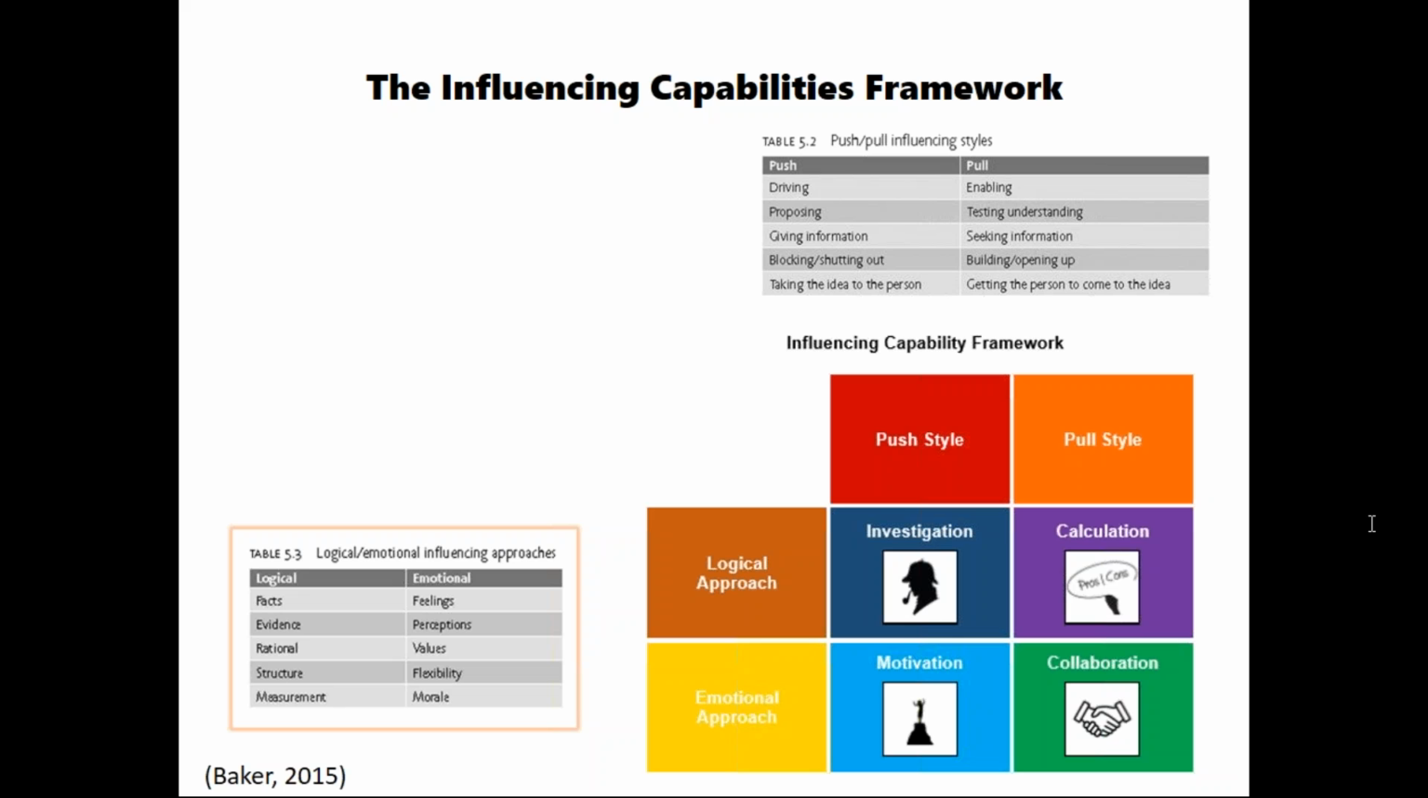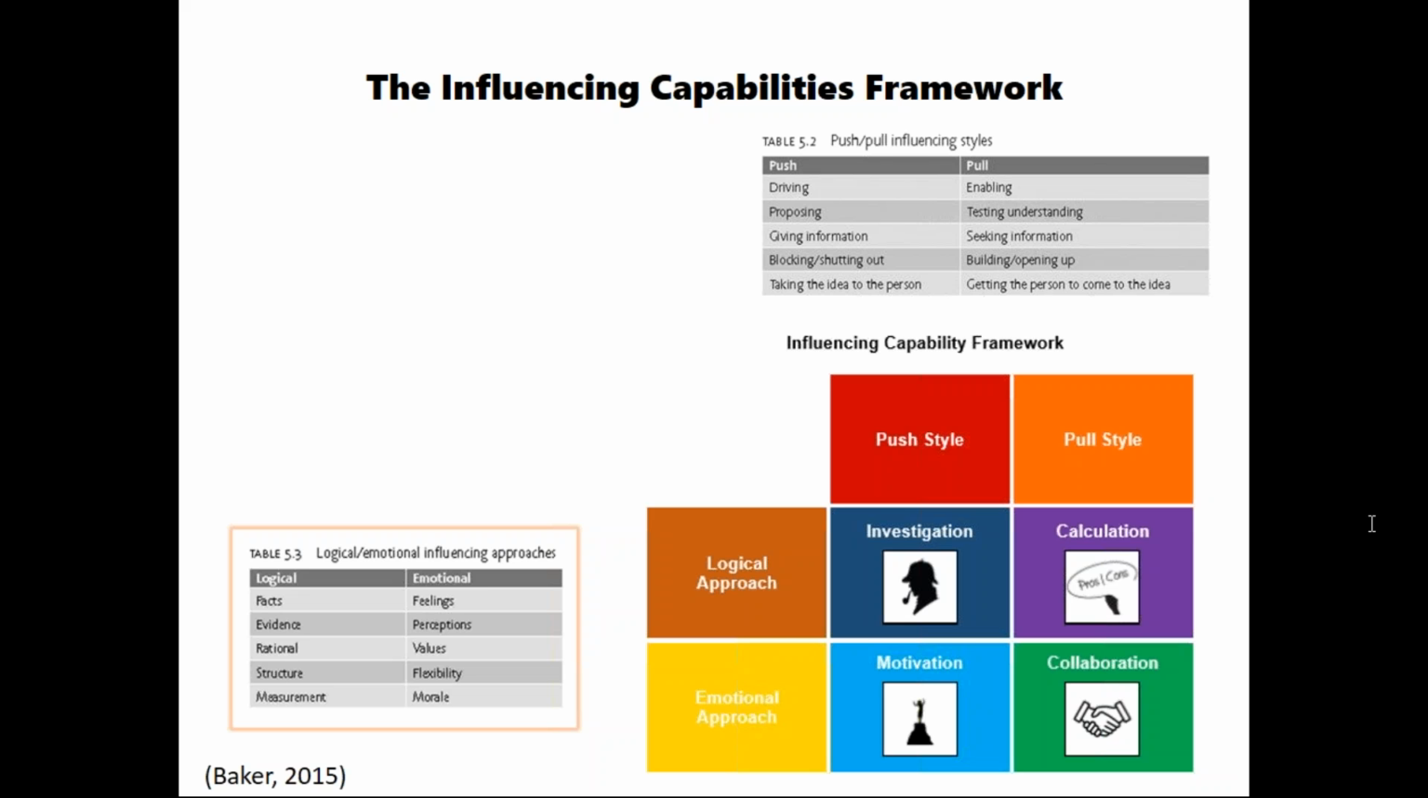Now, what all that does is it brings us to 4 different influencing strategies. So you can notice the little icons there. The investigation strategy is a push logical strategy. The calculation is a pull logical strategy. The motivation is a push emotional strategy. And the collaboration is a pull emotional strategy.